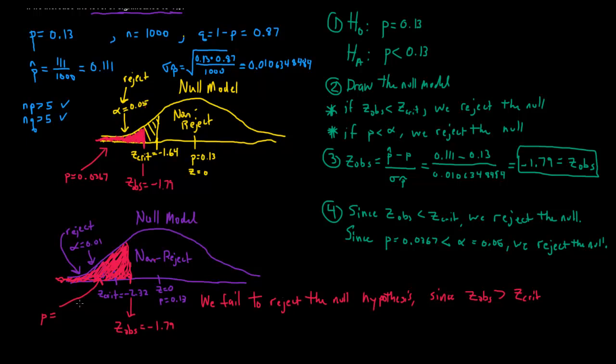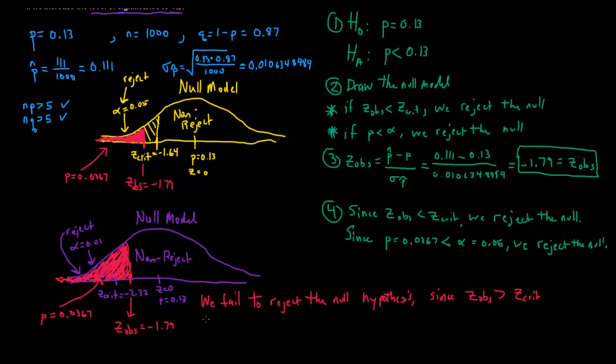Oh, let's see here. Oh, you know what? We already did that. Where's my head? P is still the same. 0.0367. Of course. The area to the left of negative 1.79 doesn't change. The only thing that changed between these two null models was our rejection region. So P is still the same, but what do you notice here?